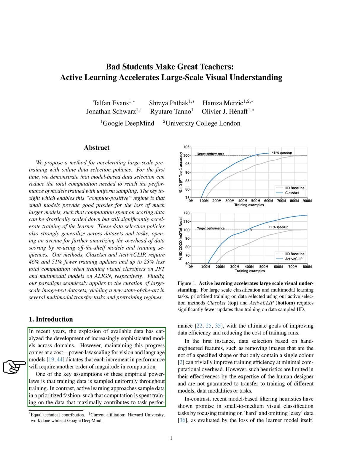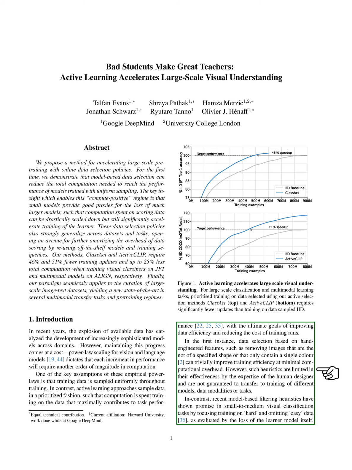The power law scaling for vision and language models suggests that for every step up in performance, we need to increase our computational power tenfold. One of the main assumptions of these power laws is that the data used for training is sampled uniformly throughout the process. But what if we could be more selective with our data?